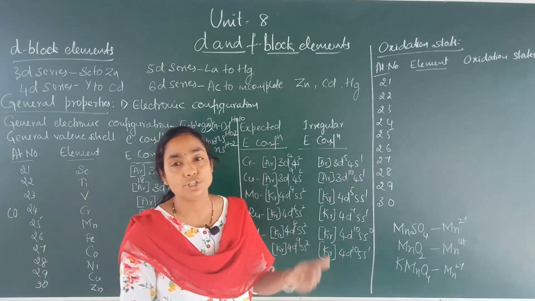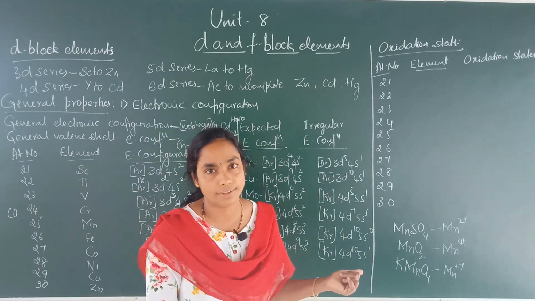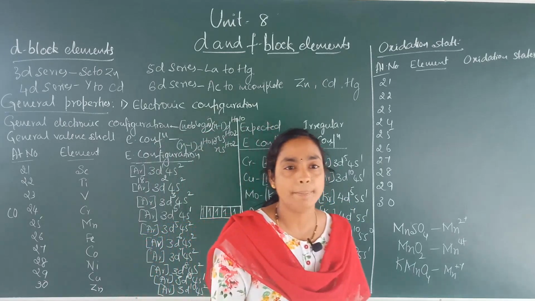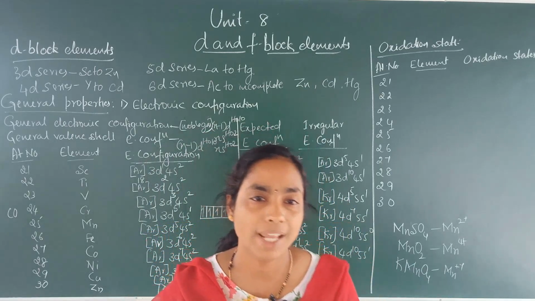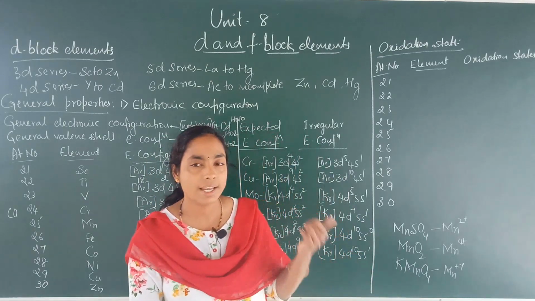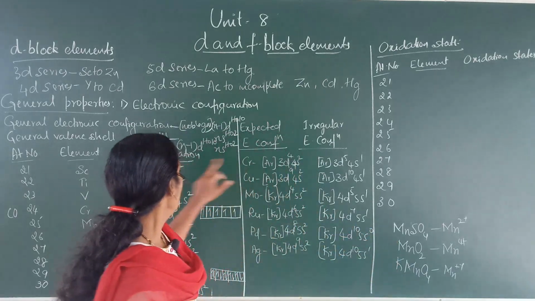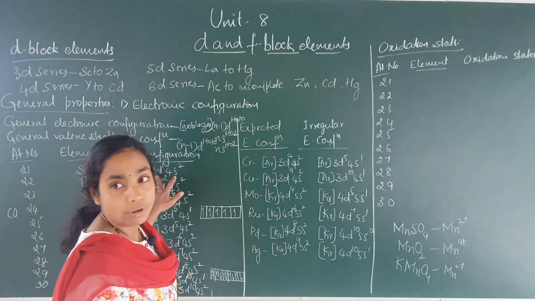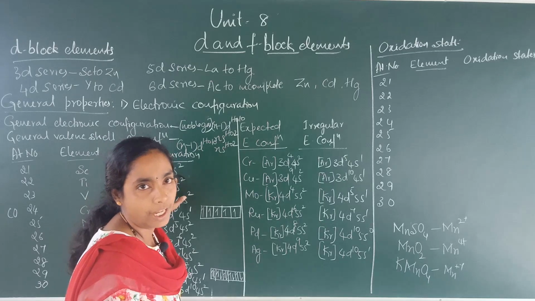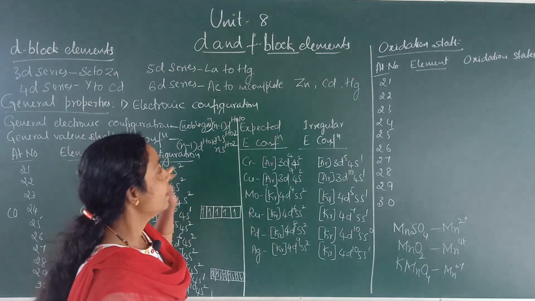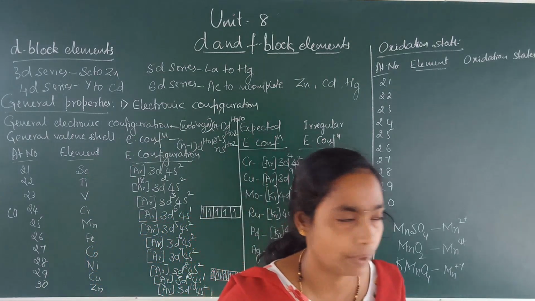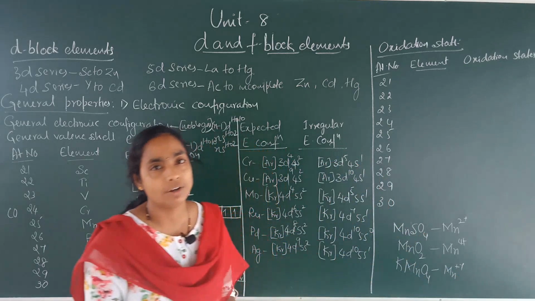Why does this element show variable oxidation states? This is because the oxidation state depends upon the number of electrons participating in the chemical bonding process. In the case of d block elements, the 3d electrons and 4s electrons participate in the chemical bonding process. Therefore, depending upon the number of electrons participating in the chemical bonding process, they show variable oxidation states.